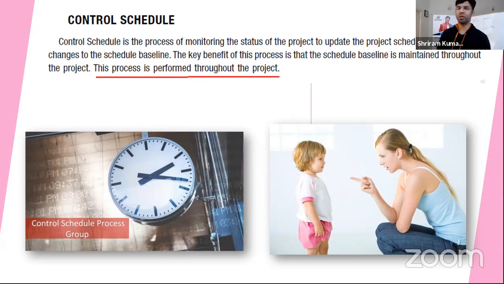Control schedule and control cost work in a parallel way. There is something called cost management where we have control cost. There we use a calculation called EVM, earned value management. In earned value management, we make a calculation called SPI. SPI stands for Schedule Performance Index, where you see, am I within the time or over the time? Based on that, we make a forecasting.